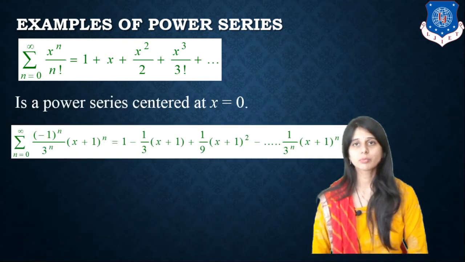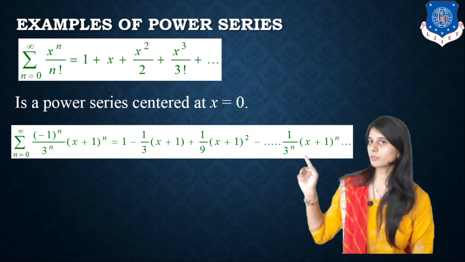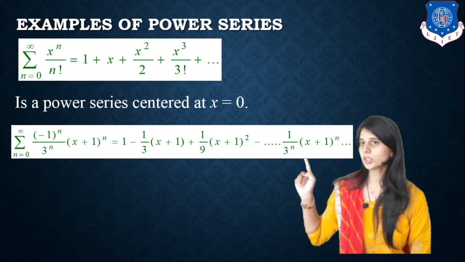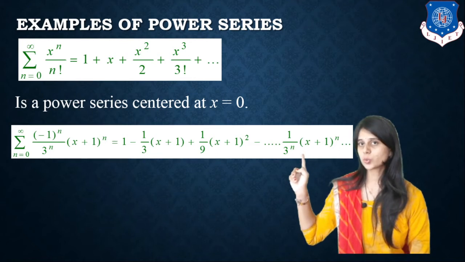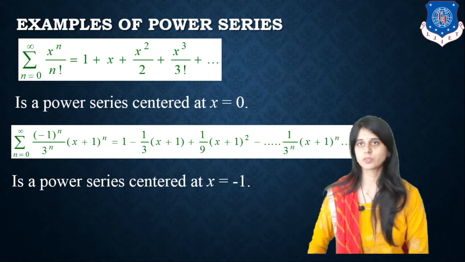Now the second example is the summation of minus 1 raised to n upon 3 raised to n times (x plus 1) raised to n, which equals 1 minus 1 by 3 (x plus 1) plus 1 by 9 (x plus 1) whole square minus and so on, up to the general term. This is the power series with the center x equal to minus 1.